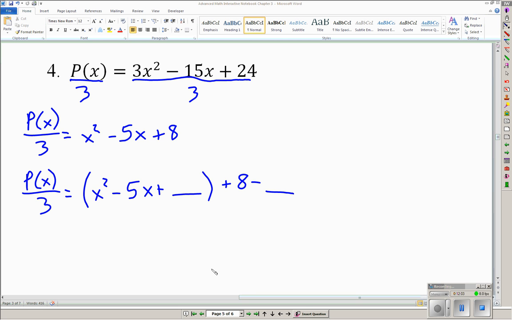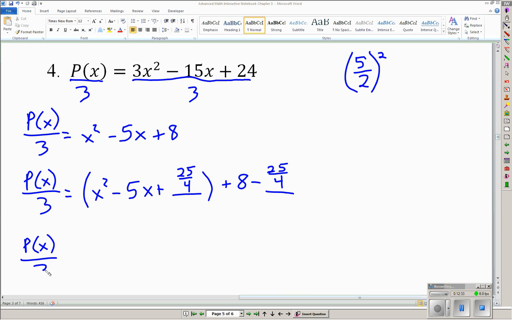What goes in the blank? Half of b squared. B is 5, so half of 5 squared. 5 halves squared is, you square the 5, square the 2, that's 25 fourths. Now let's factor.